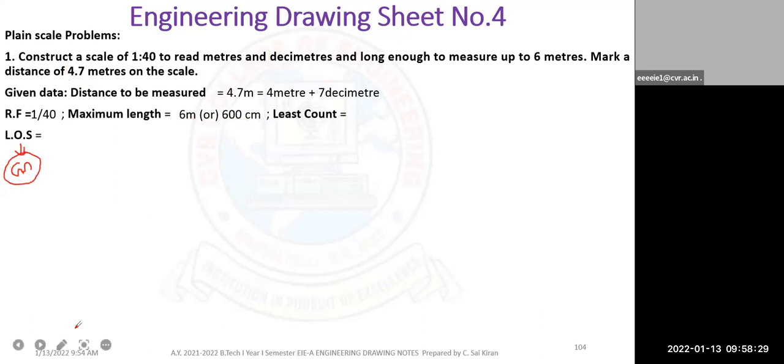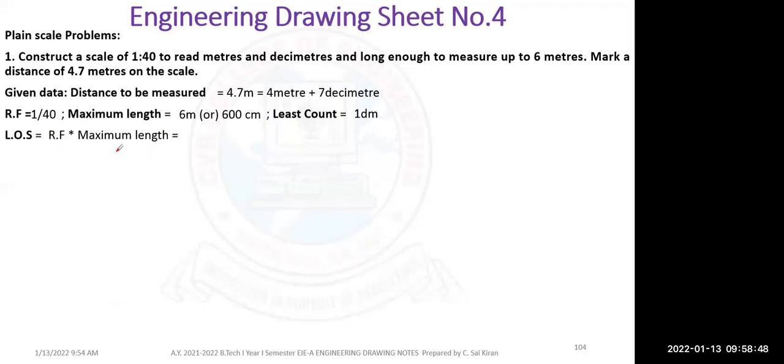So you have to convert the value of the maximum length into centimeters. And the least count is 1 decimeter. Next you have to calculate LOS. The LOS formula is RF into maximum length. So RF equals 1/40. Can you calculate and tell me what the LOS value is?